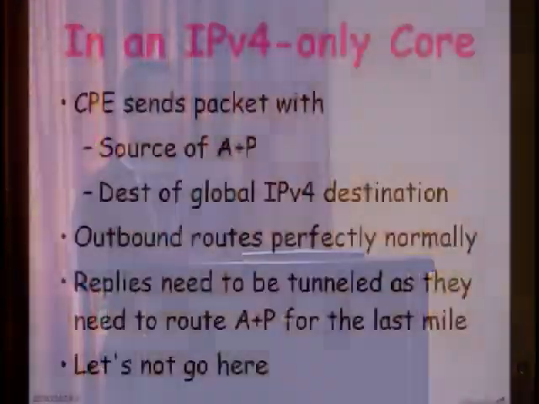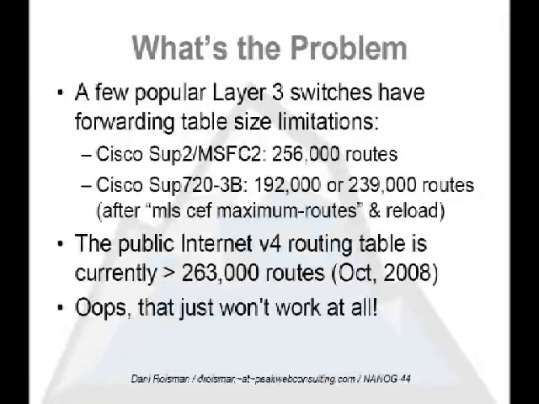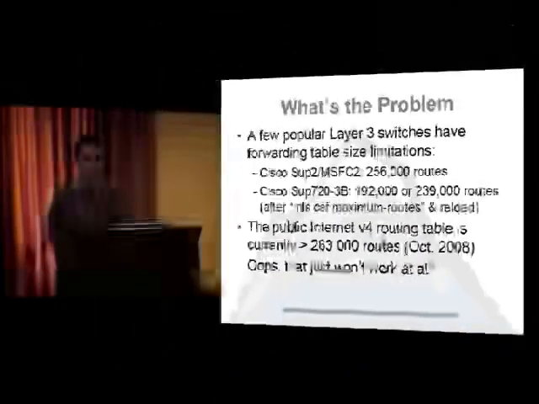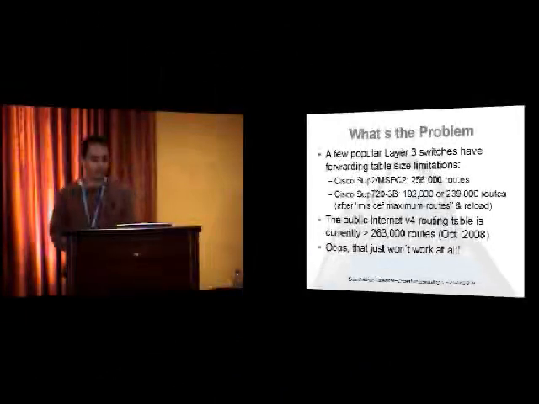We've talked about this many times. It's a very common thing. I just want to give you some real world experience, some feedback on stuff that we've actually deployed and how it's performed. So the problem is really simple: a few layer 3 switches. I'm not dogging on Cisco, it's just what we have the most experience with, so I'm mentioning a couple of very common Cisco platforms: SUP2 with MSFC2, 256,000 routes; SUP720-3B, either 192,000 by default or 239,000 if you repartition the TCAM, and of course do a reboot.